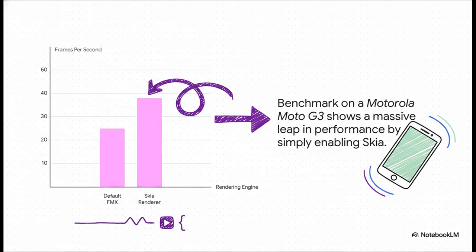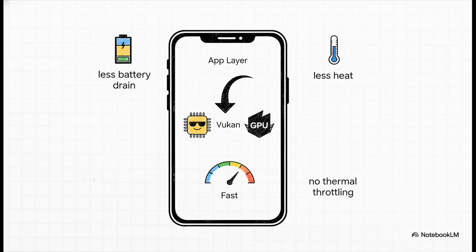Just by flipping the switch to use Skia as the renderer, the frame rate went from a pretty choppy 25 frames per second to a much smoother 38. That's a night-and-day difference in user experience, just from changing the engine. Oh, but it gets even better.